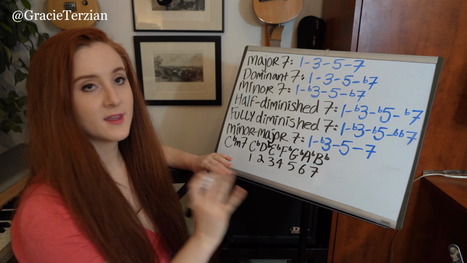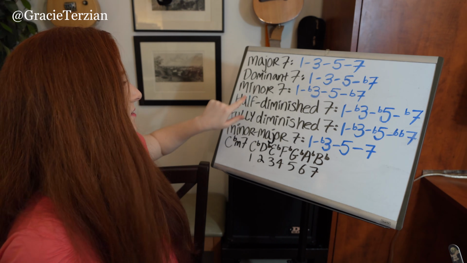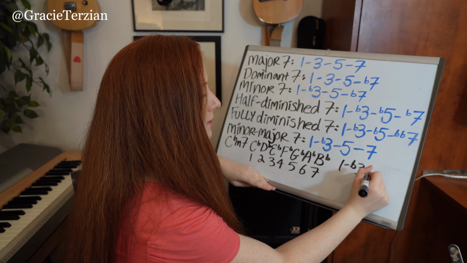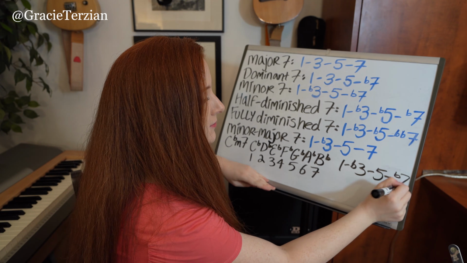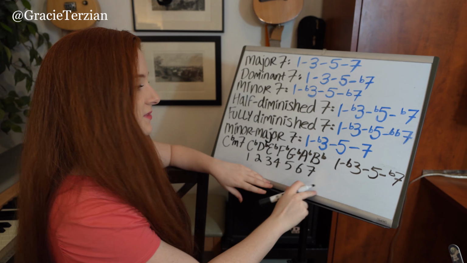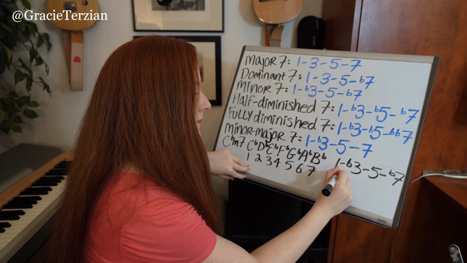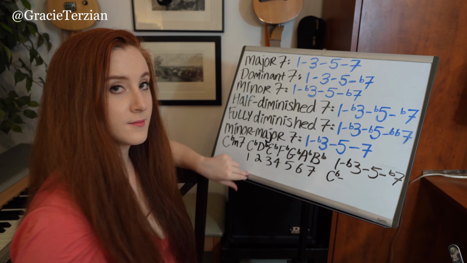Okay, so let's look at the minor 7 formula. What's the minor 7 formula? It's 1, flat 3, 5, and flat 7, okay? And now let's plug in these notes. So what's the 1? The 1 is C flat, right? Okay, what is the flat 3?